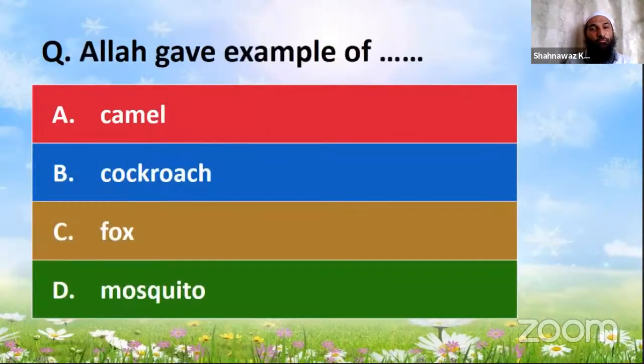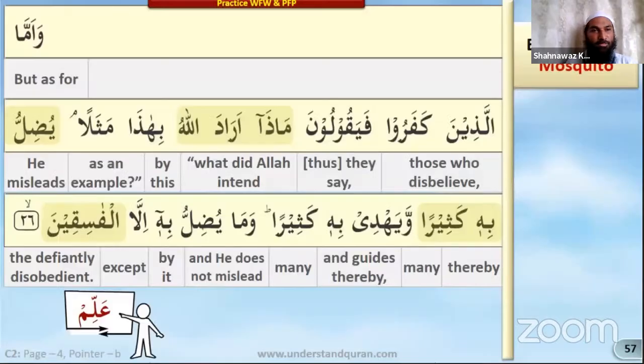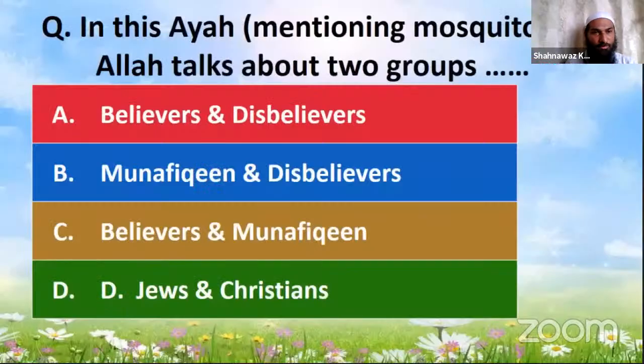So Allah Ta'ala gave the example of what? A camel, a cockroach, a fox, or a mosquito. So the example of what? Camel. Yes, Allah Ta'ala gives the example of a camel at another place. But here the example that is given is of a mosquito. Okay, this is fairly simple. This ayah they have done.